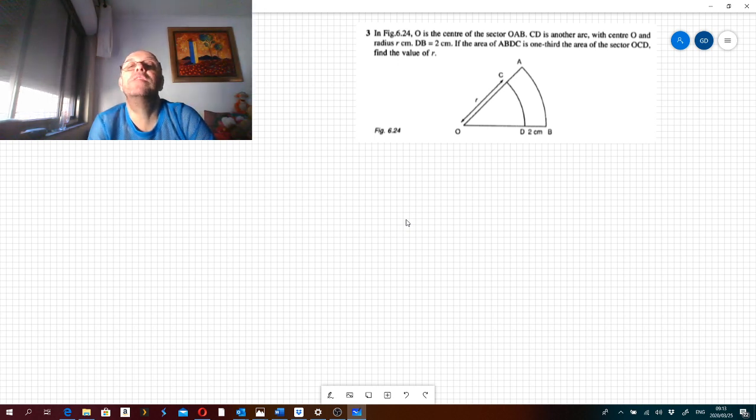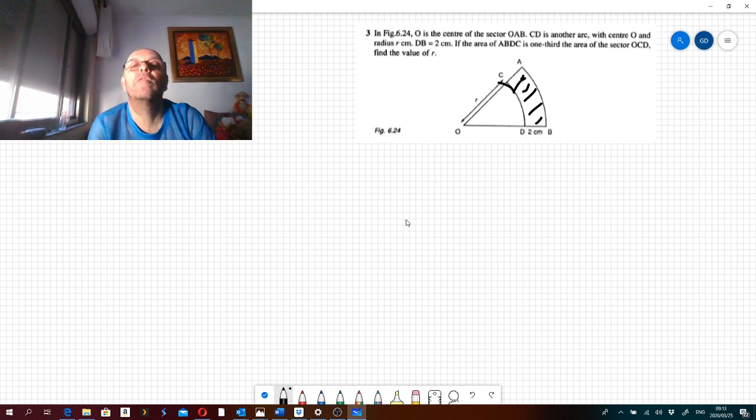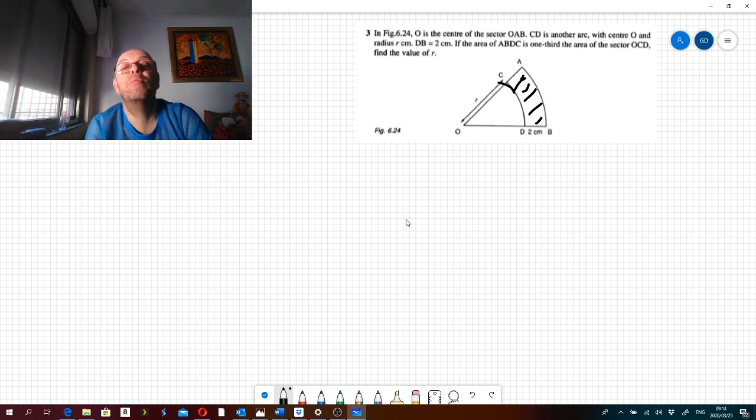Now the radius OC is r for that smaller one, but for DB we see that the line is 2. Now what is the area of ABCD? That's the little area over here, so let me shade that for you so you can see. They want to know the area of that little part of the shape. So clearly if we could find the area of the small sector and the area of the big sector and subtract them, we'd be left with that ABCD section.